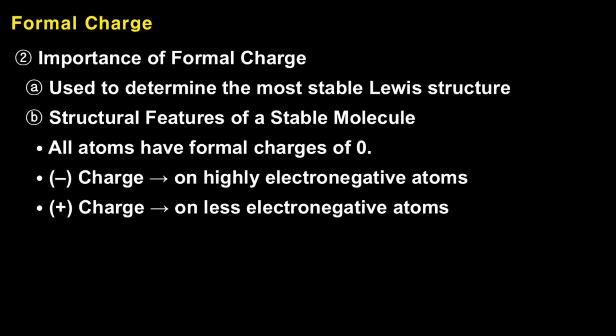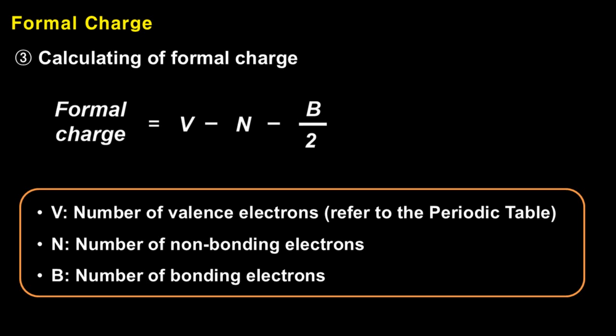And here's another key point. Negative charges should go on the more electronegative atoms, like oxygen or fluorine. Positive charges, on the other hand, should be placed on atoms that are less electronegative, like carbon. When a Lewis structure follows these guidelines, it's much easier to tell that it's the most reasonable and most stable version of the molecule.